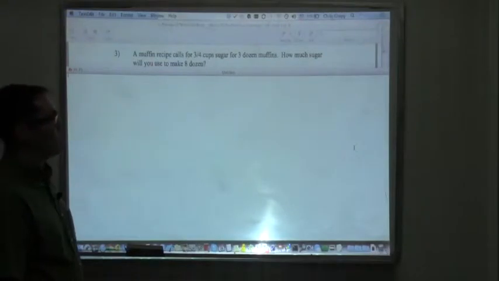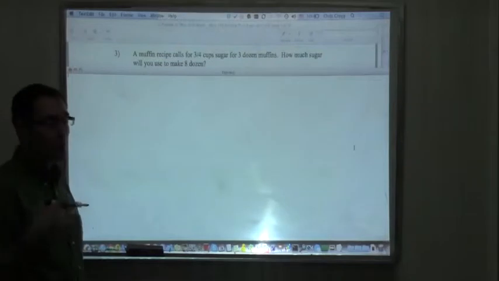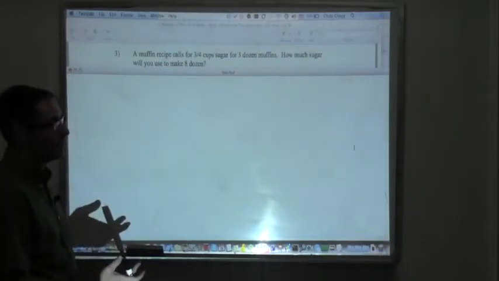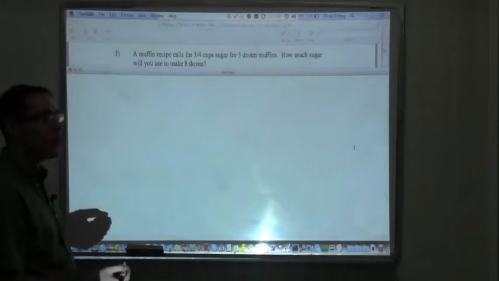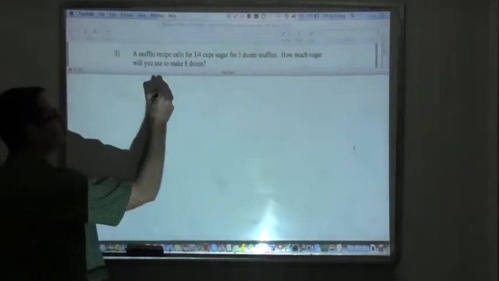Okay. Muffin recipe: 3/4 cups sugar for 3 dozen muffins. How much sugar to make 8 dozen muffins? Remember, if you forget how to do this, just work it out. Work out the pattern for yourself. You guys know how to go from 3 dozen to 6 dozen.